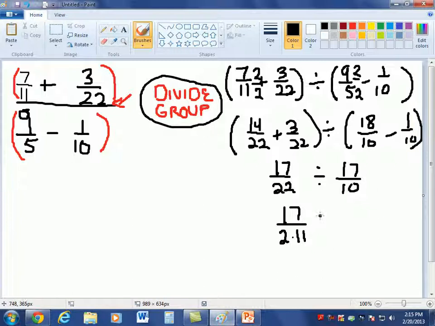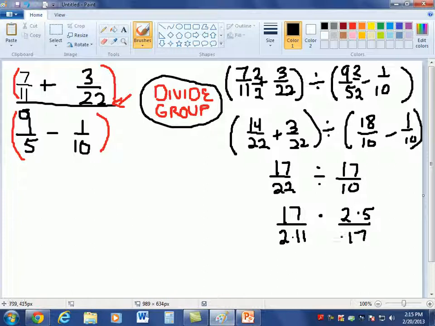And notice I'm starting to write the times instead of divided by. Because what do we like to do with division problems? Multiply by the reciprocal. So it's easy to multiply by the reciprocal. So now we make the numerator 10, or 2 times 5, and the denominator 17.